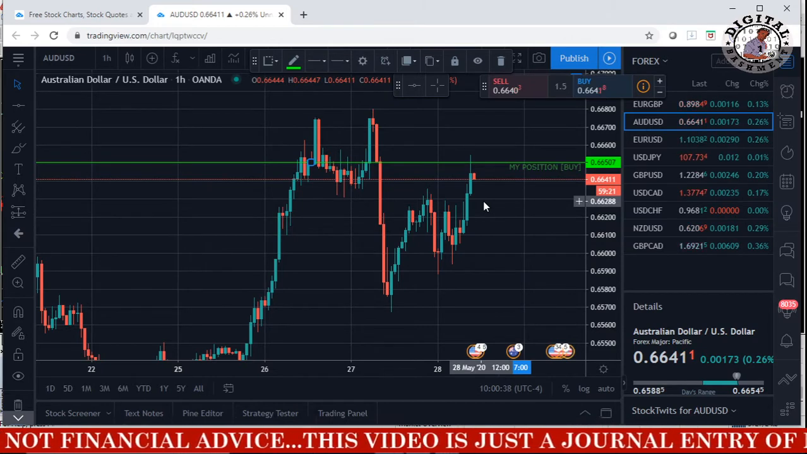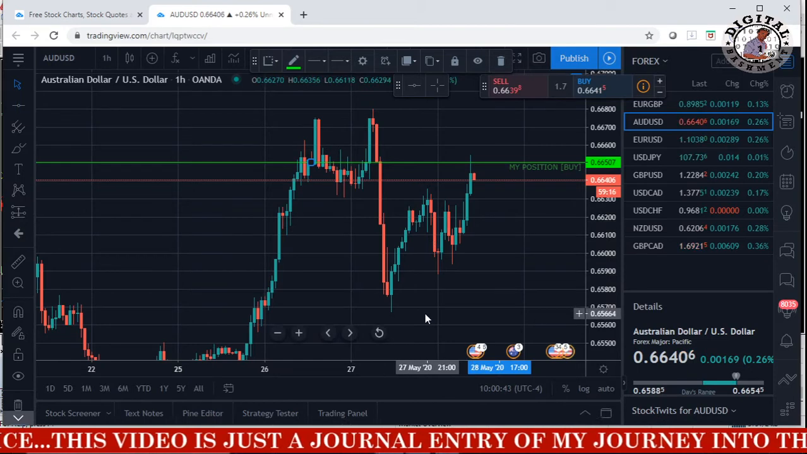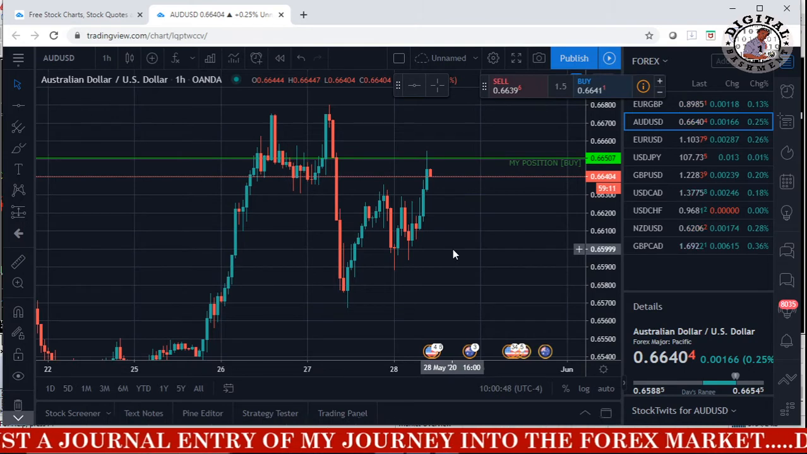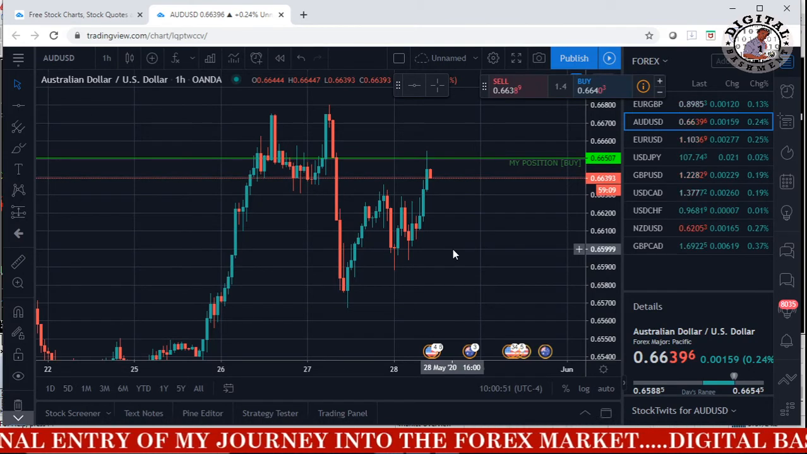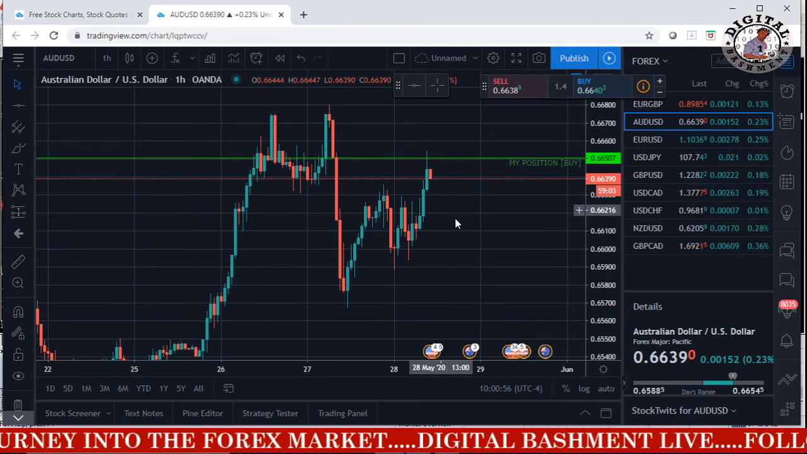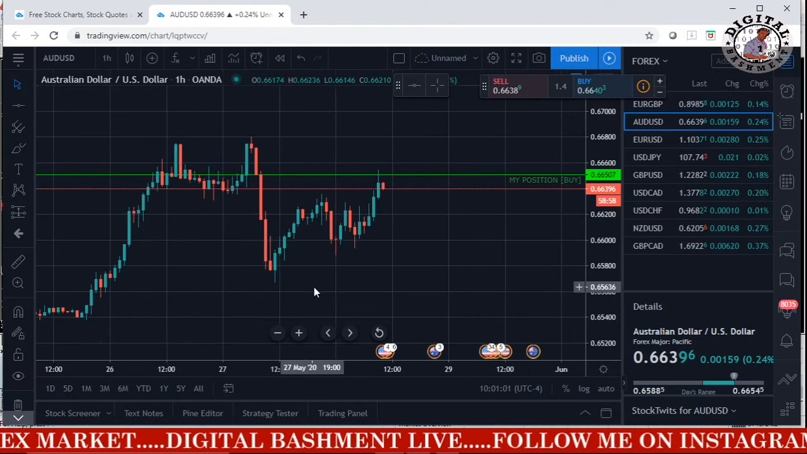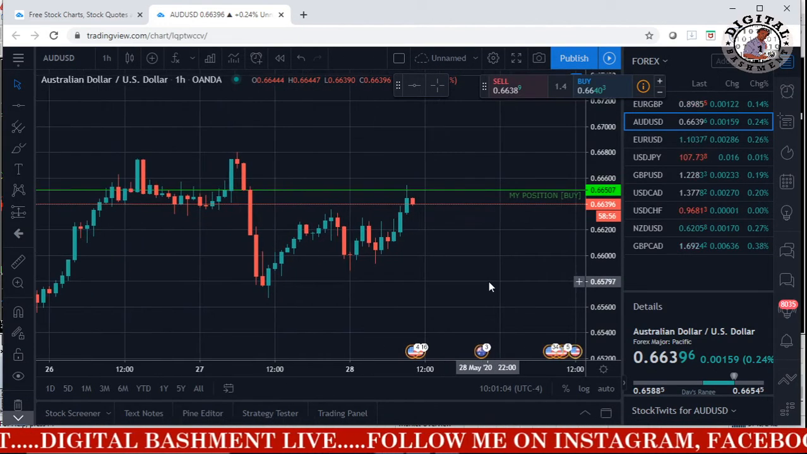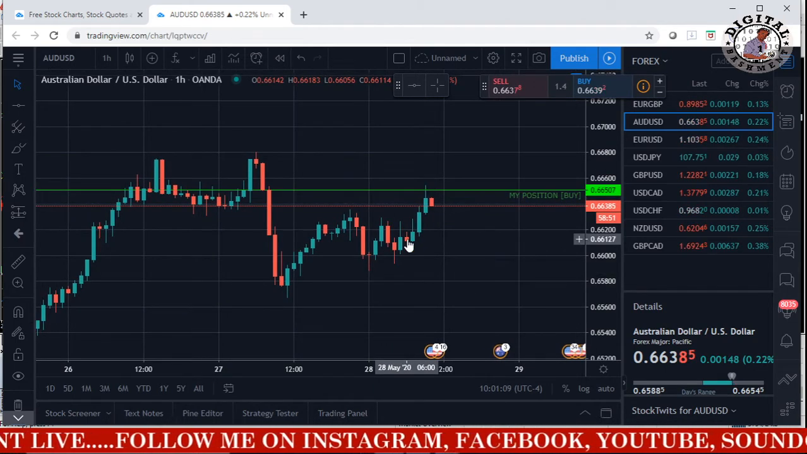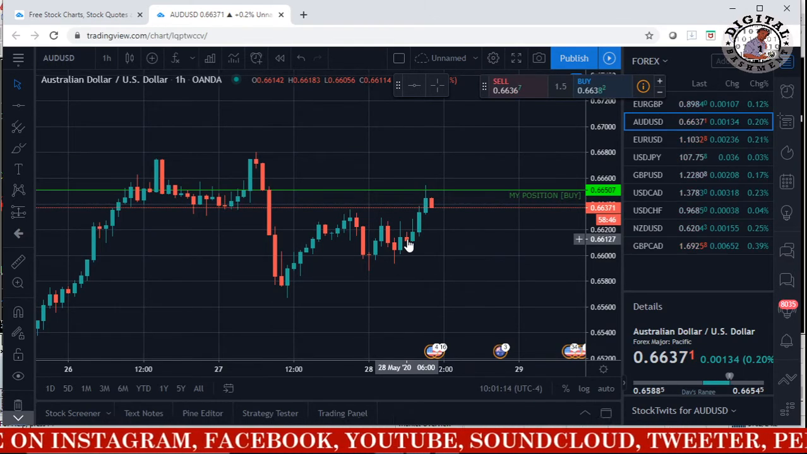So you should pay attention to your wicks as well. Your wicks will give you an idea of where the price is gonna go, because that big wick here shows resistance. It shows resistance. But like I say, with this thing here, nothing is concrete.